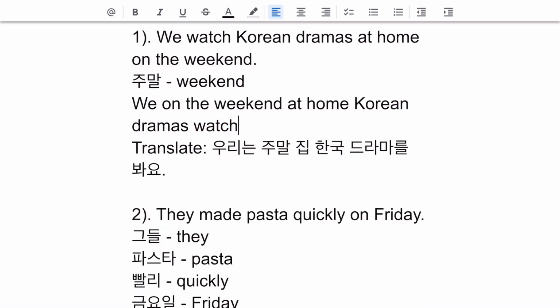Okay, plug in our Korean. So we, 우리, and that's our topic. So we're gonna do 는. 우리는 when, 주말, where, 집, what, 한국 드라마. So we're gonna mark that as our object. 한국 드라마를 and then watch. 봐요, in its present tense.